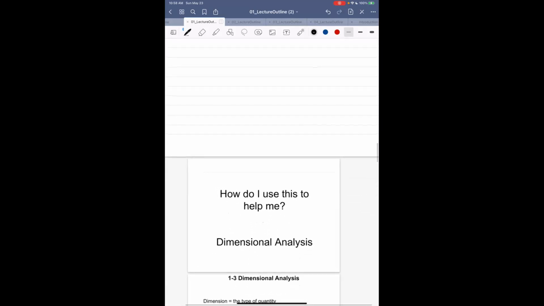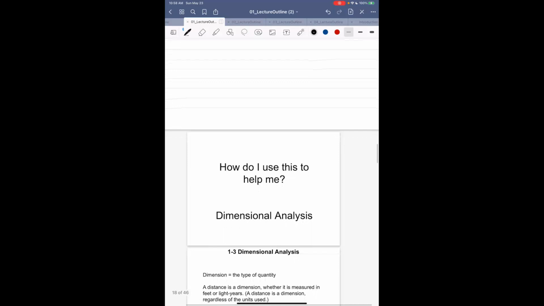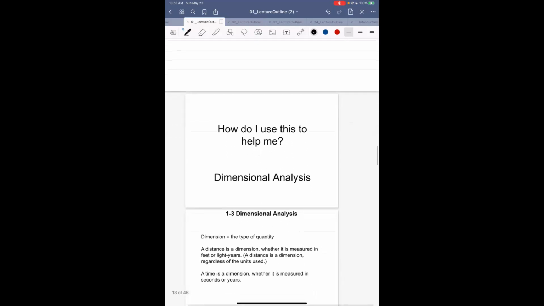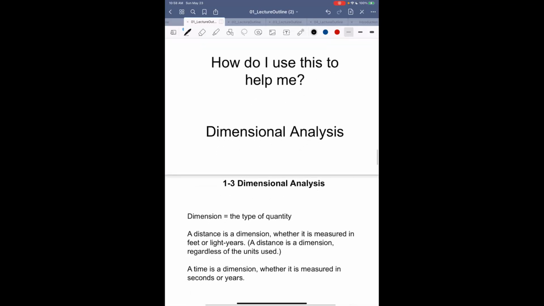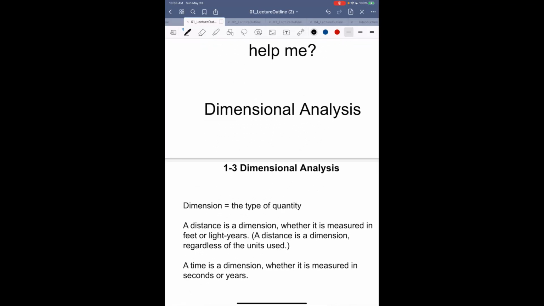Okay, now I will talk about what is called dimensional analysis. The dimension tells you the type of the quantity. Is it length? Is it mass? Is it whatever? For example, a distance is a dimension, whether it is measured in feet or light years. A distance is a dimension regardless of what units are used.